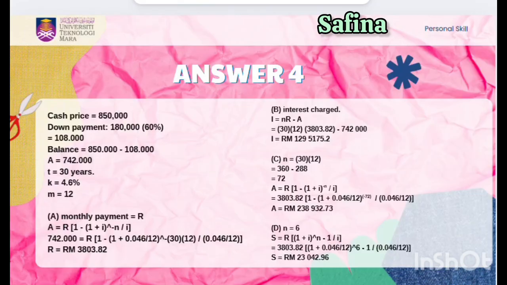Then we use the formula A, because it is an early settlement. Since it is an early settlement of loan, we'll have to use the formula A, and just like before, we'll replace the information that we have into the formula. And after we calculate, we'll get 238,932 and 73 cents.